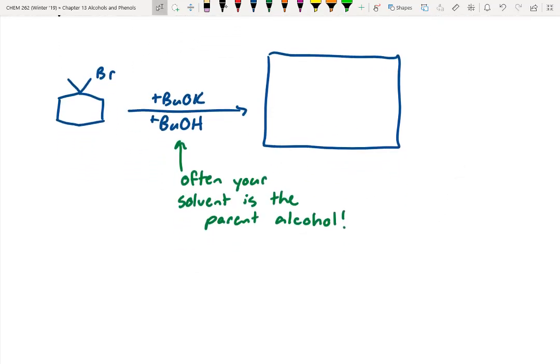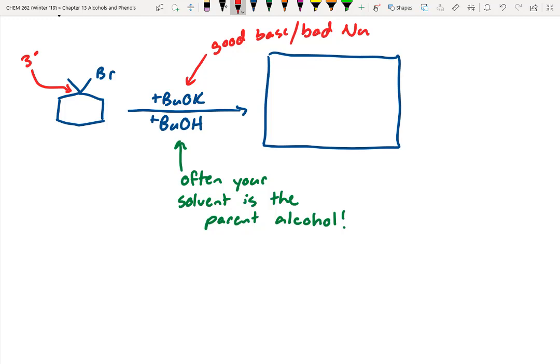Are we going to get any SN2 here? Why not? It's not a good nucleophile, so this is a good base, but a bad nucleophile. All right, so that's one reason. The other reason I would say is we've got a tertiary carbon right there. There's no way it's going to fit in there and do any SN2 reactions.